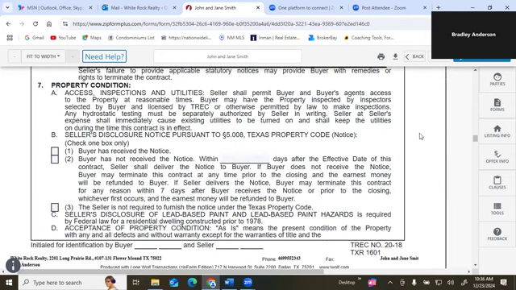So this is a big deal, and you as the buyer's agent have every right to push back if the utilities aren't on. So beware if your buyer is buying a vacant home, because that's the instance where it's most common.